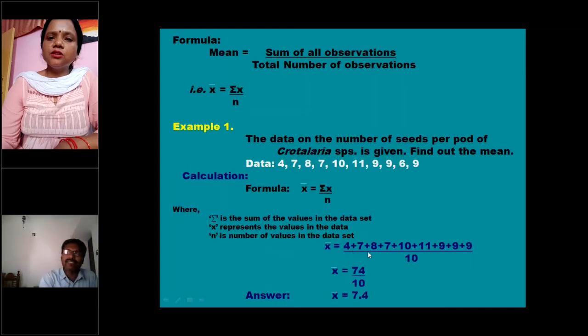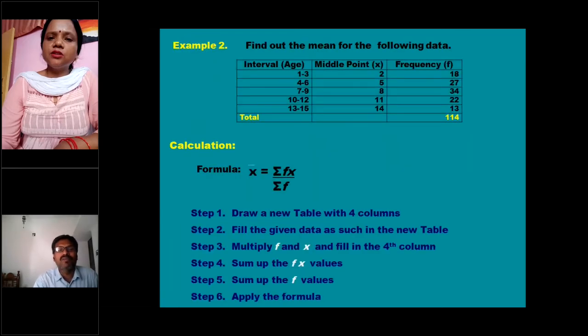In the second example, this is the grouped data. Here we have the age interval class and the frequency. So using this data, we can find the mean with the help of this formula. Mean is equal to sigma fx divided by sigma f.